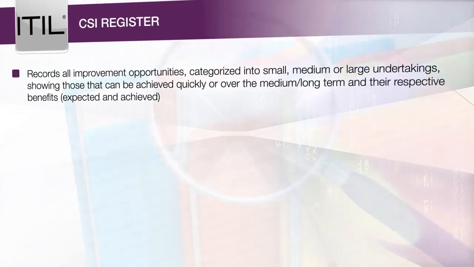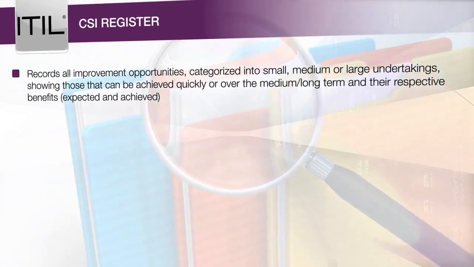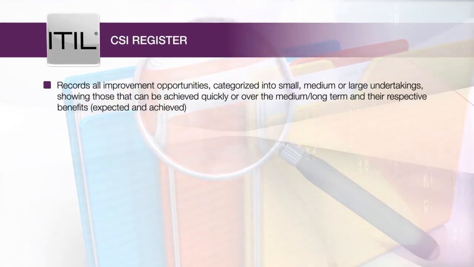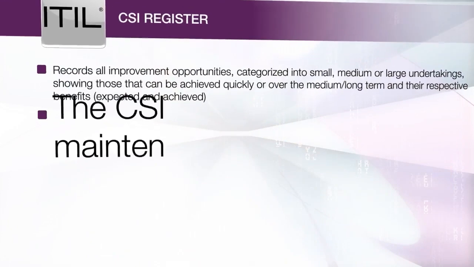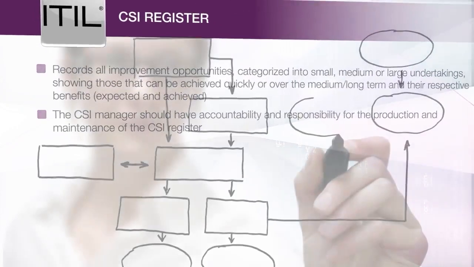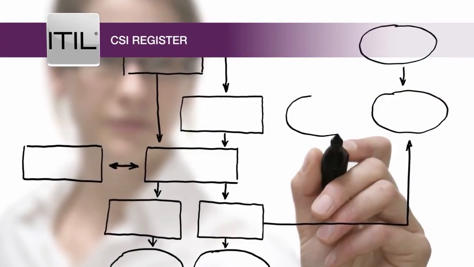Each one should be categorized into small, medium or large opportunities, as well as those that can be achieved quickly or in the medium term or longer term. Each improvement initiative should also show the benefits that will be achieved by its implementation. With this information, a clear prioritized list can be produced.